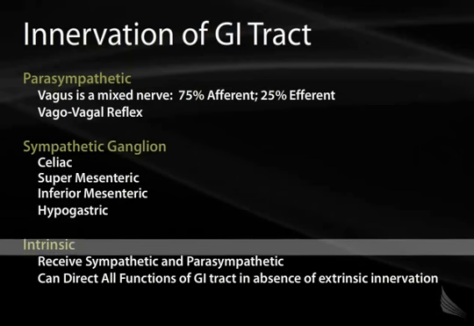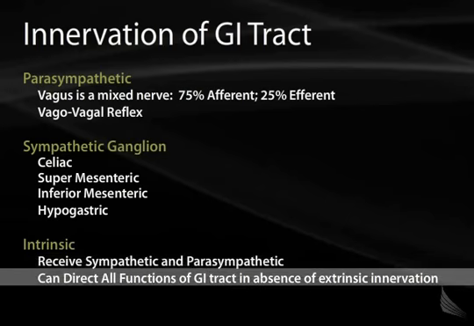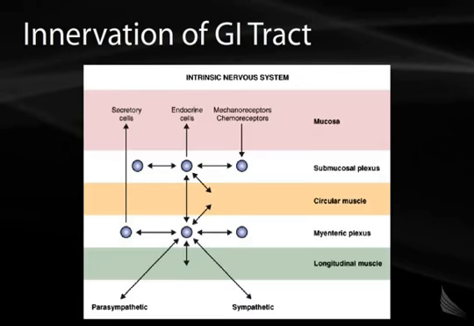Intrinsic innervation that I already mentioned receives both sympathetic and parasympathetic fibers. They can direct all functions of the GI tract in the absence of extrinsic innervation. Therefore, looking at the next slide, the intrinsic nervous system basically can communicate with both the parasympathetic and the sympathetic systems. As is shown in the middle of the slide, the intrinsic nervous system is present in the submucosal plexus and the myenteric plexus. They can communicate with each other and communicate with the parasympathetic and sympathetic systems.